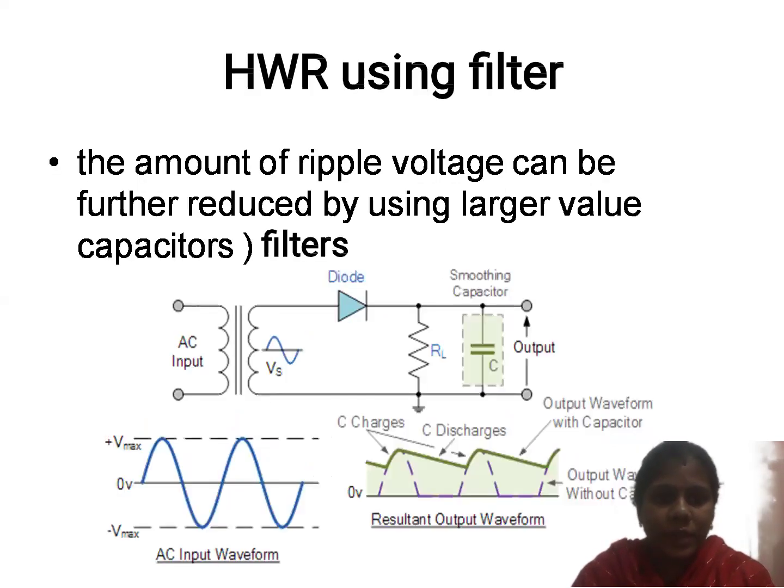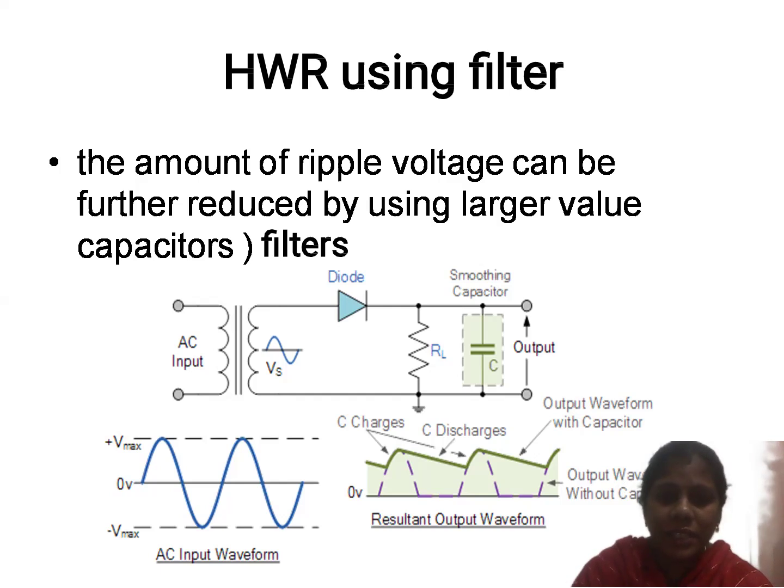Next, half-wave rectifier using filter. When you observe the output of the half-wave rectifier, for only one half cycle the diode conducts, and for the other half cycle the diode does not conduct. So the output of the half-wave rectifier is not a desirable one. Why? Because half of the cycle is completely wasted and taken as 0.